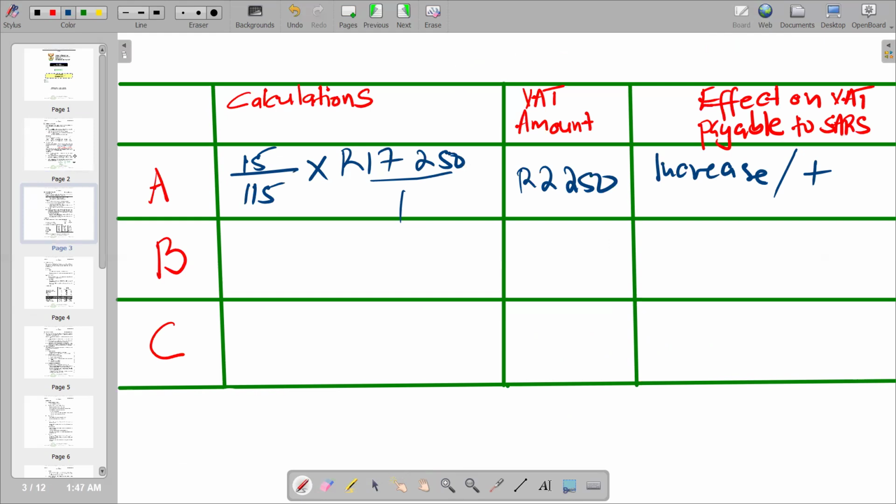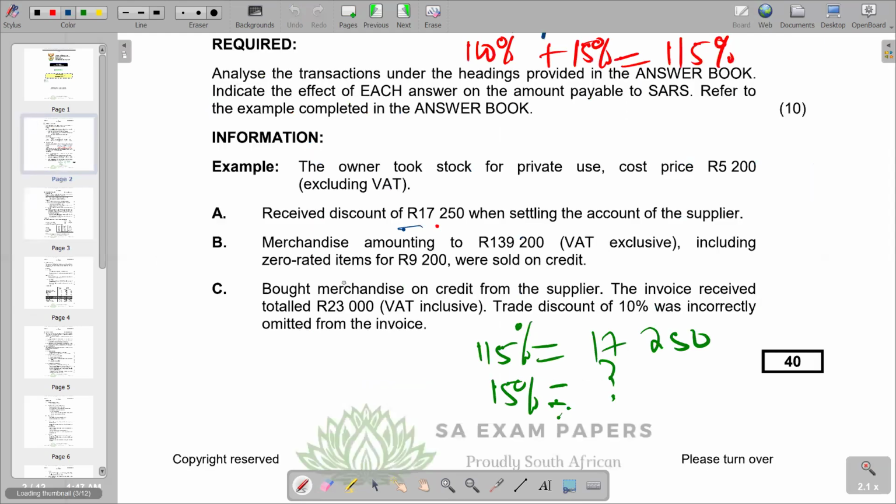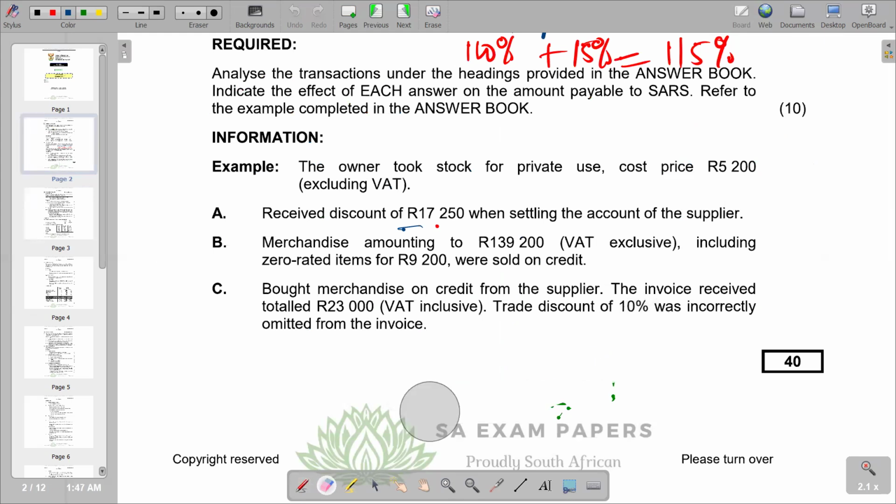So we go to the next part, which is merchandise. We have got part B, which means merchandise amounting to 139,200 rands are VAT exclusive.